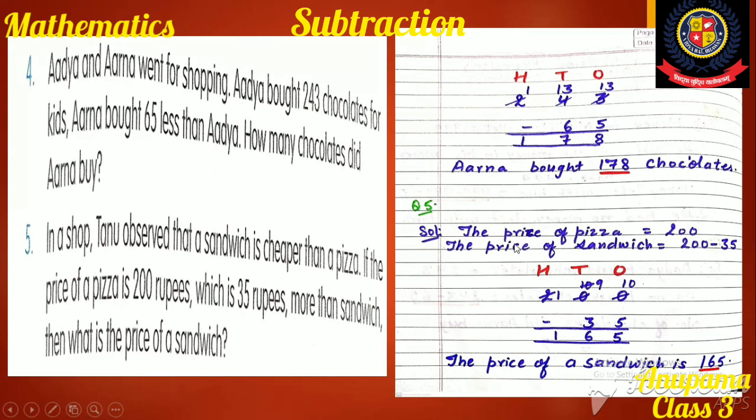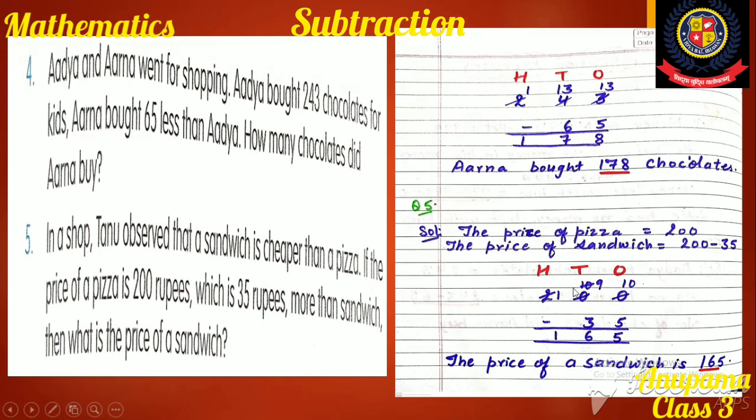Firstly, we will write the information that is given. The price of pizza equals 200. The price of sandwich is 200 minus 35. So arrange the numbers in hundreds, tens and ones columns. 200 minus 35. It is not possible to subtract 5 from 0. We will take a borrow from the tens column. Now here is also 0. So what we will do? We will take a borrow from the hundreds column.